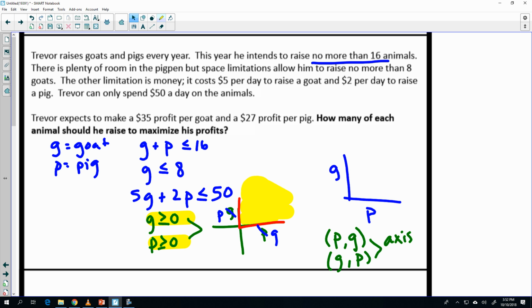The last thing you need to get out of this is this idea of the objective equation. How much money? He's raising these animals not for food but for money. And so that is his objective. So you're going to want to write that equation in terms of P and G for the objective. It's what you're going to use in your corner principle to find the min or the max.